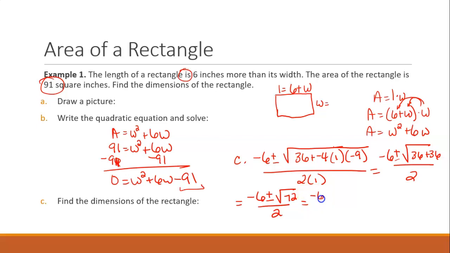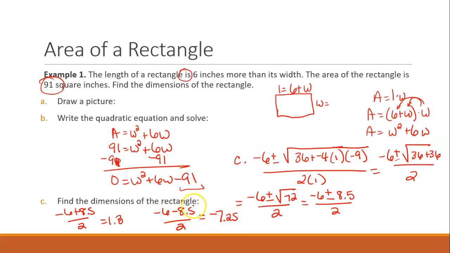And so we do negative 6 plus or minus, that rounds to 8.48, so that's 8.5 divided by 2. And then we're ready to split this up into two problems. Negative 6 plus 8.5 divided by 2, and negative 6 minus 8.5 divided by 2. Negative 6 plus 8.5 divided by 2 gives me 1.3 or 1.25. And negative 6 minus 8.5 divided by 2 gives me negative 7.25.